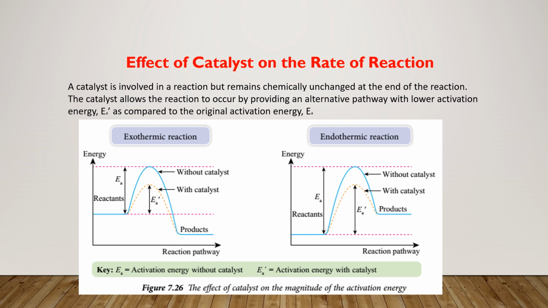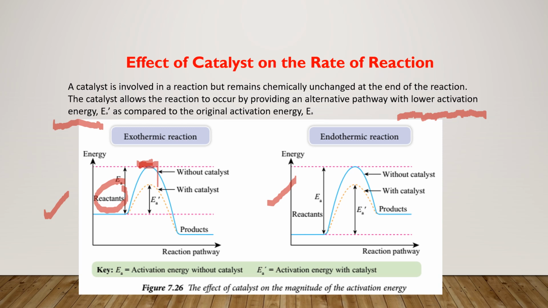A catalyst is involved in a reaction but remains chemically unchanged at the end of the reaction. Catalysts allow the reaction to occur by providing an alternative pathway with lower activation energy. You can see this energy level diagram. The blue curve is without catalyst. It means the reactant must have at least the minimum activation energy, which is here. For example, let's say 200 kilojoule per mole.